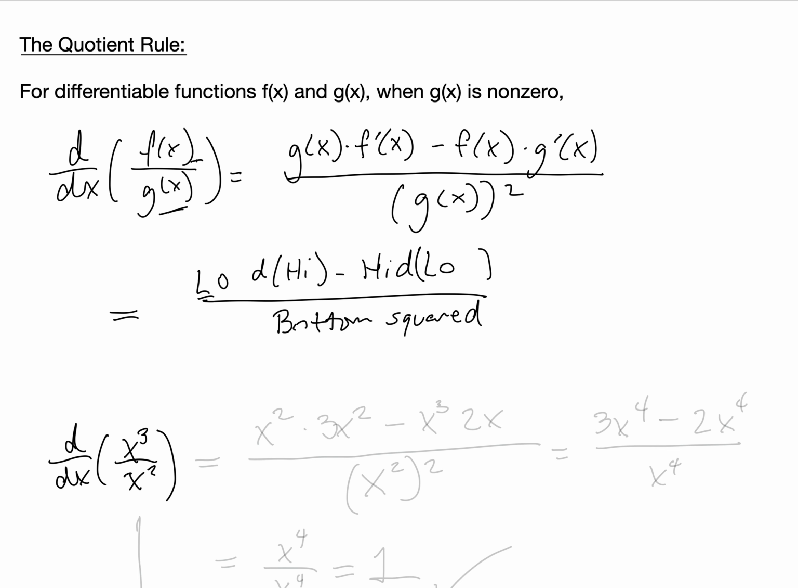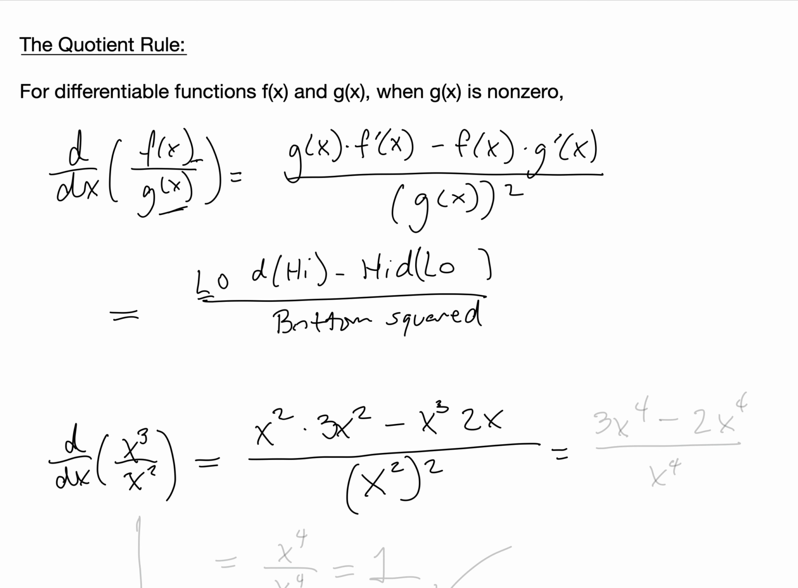So let's see the quotient rule working with a really basic example, the one we saw above. So derivative with respect to x of x cubed over x squared. There's no need to use the quotient rule on this, but let's just verify that it matches with the derivative we found above. So using the quotient rule, that's low, x squared, the bottom, d high, 3x squared, minus high, that's x cubed, d low, that's 2x, the derivative of the bottom, divided by the bottom squared.